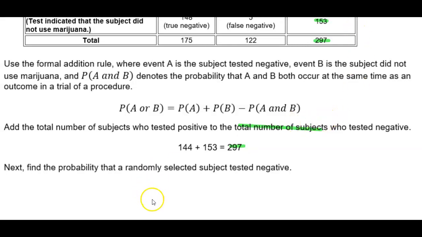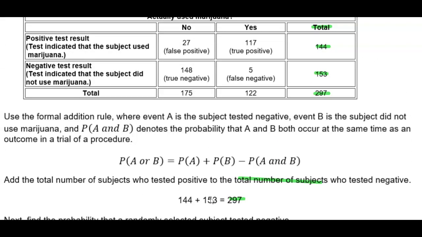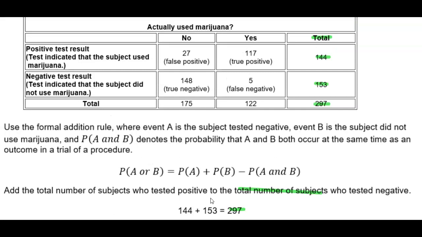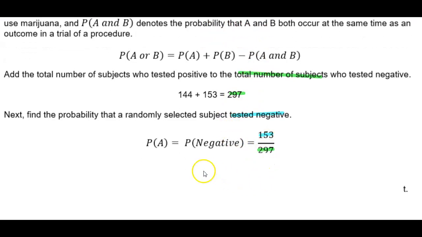Now, the next part is we want to find the probability that a randomly selected subject tested negative. So we need to find out which values tested negative. Well, we need to come back up here, right? And in this case, what was the total that tested negative? Well, you can see here that that's 153 that tested negative. So we know that the total that tested negative is 153, and then it's going to be over the 297. So the probability of event A, which again is where the subject tested negative, is 153 over 297.